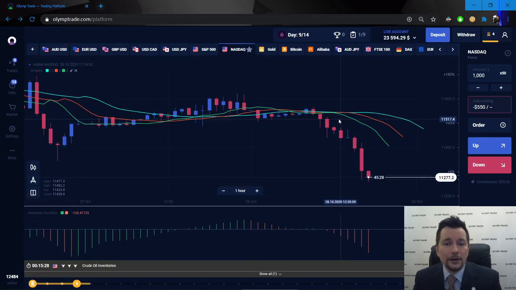So now that you know how to use this indicator, go ahead and practice on a demo account. Make sure that you use back testing when using any kind of new strategy. And I wish you guys good luck trading out there.